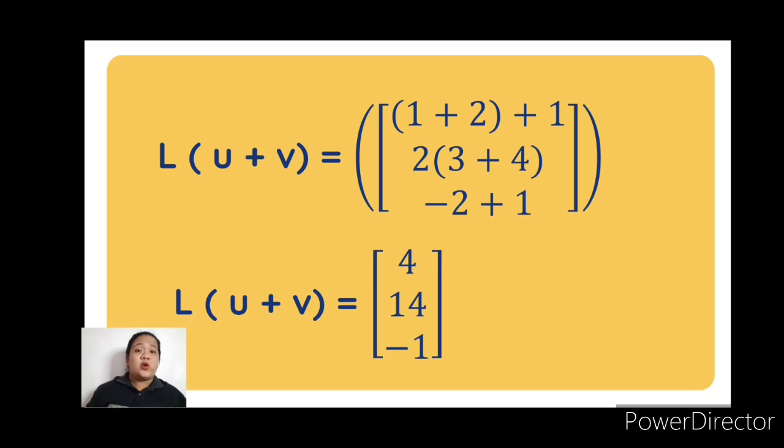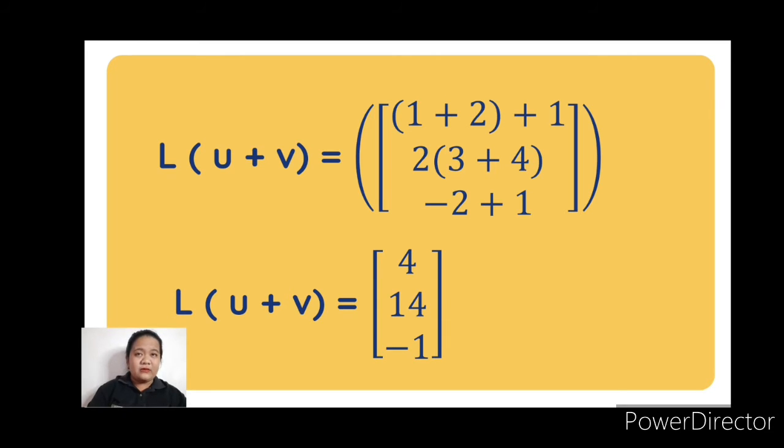So we substitute those values in the given variables, the u sub 1, or those given elements of the matrix. So we have here, substitute those values. So we have now 1 plus 2 plus 1, 2 times the quantity 3 plus 4, negative 2 plus 1. So in the form of L times the quantity u plus v is equal to the matrix of 4, 14, and negative 1.